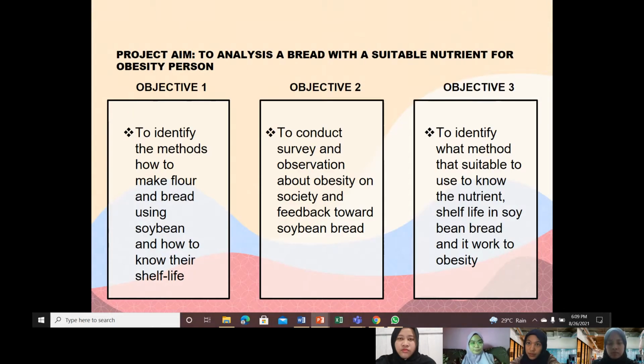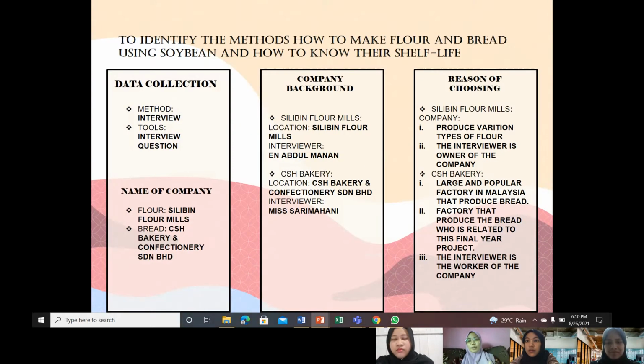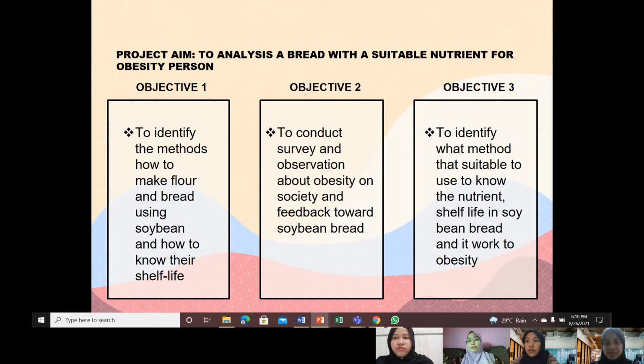The project aims to analyze a bread with suitable nutrients for obese people. Objective 1, to identify the method of making flour and bread using soybean and how to know the shelf life. Objective 2, to conduct survey and observation about obesity in society and feedback towards soybean bread. Objective 3, to identify what method is suitable to know the nutrient and shelf life of soybean bread and how it works for obesity.